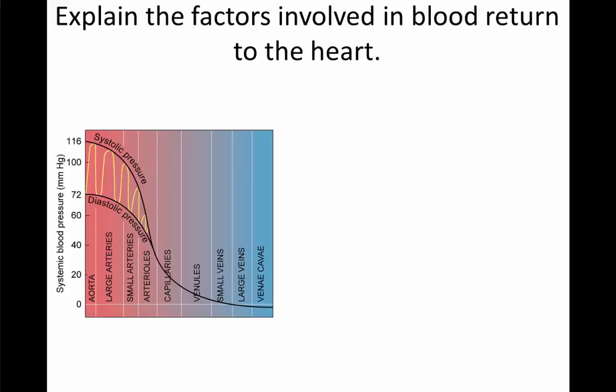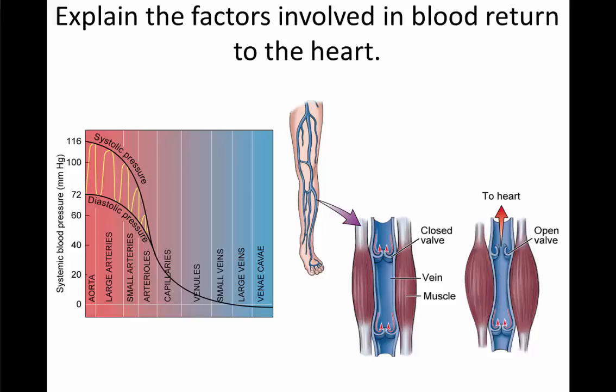Obviously, the blood is moving within the arteries and capillaries because of the pressure of the heart beating. But within the veins, there are a couple of ways that the blood is returned, and it does not deal directly with pressure from the heart. The first factor involved in blood return to the heart is skeletal muscle action.